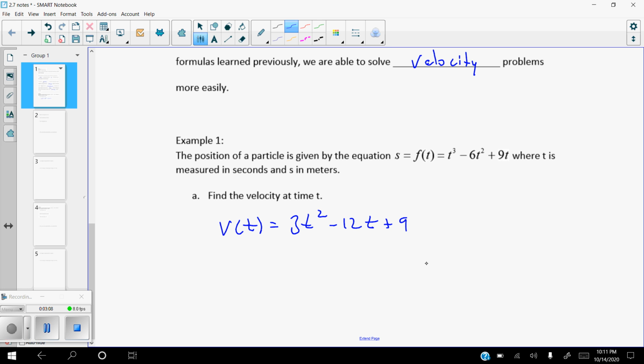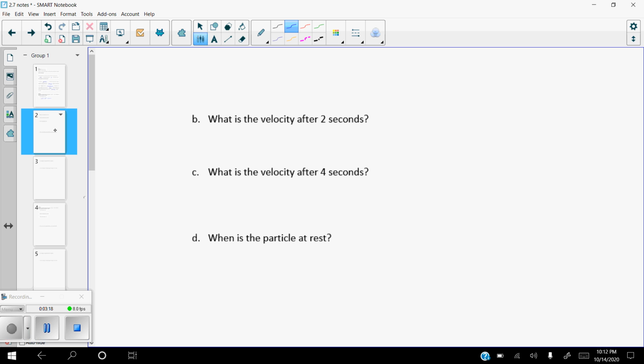I'm pretty sure the next page is going to have us do a little bit more than that, so I'm going to copy that down on the next page. Velocity is 3t squared minus 12t plus 9. It says it wants us to find the velocity after 2 seconds. Well, that's pretty straightforward. We're going to plug in 2.